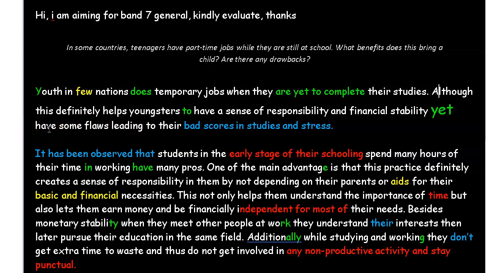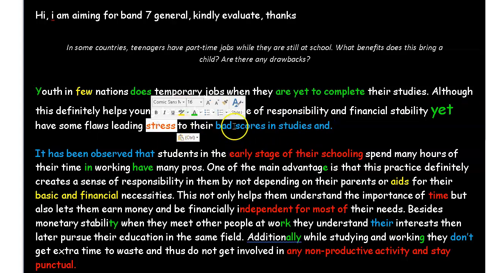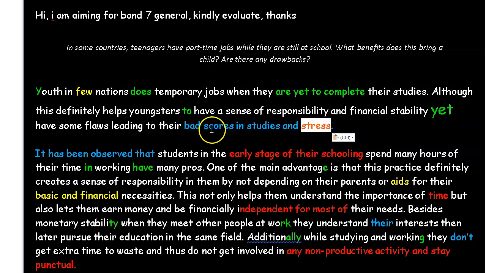These jobs, or taking these jobs, has some flaws leading to their bad scores in studies and stress. Here's another thing that we see a lot in this essay. Okay, bad scores in studies and stress. Which leads to, you see how this confuses people? Bad scores in stress. How can you have bad scores in stress? Those don't go together. It should be like this. It should be leads to stress and bad scores in studies. Okay? Because that and makes me think that it also connects back to the bad scores.